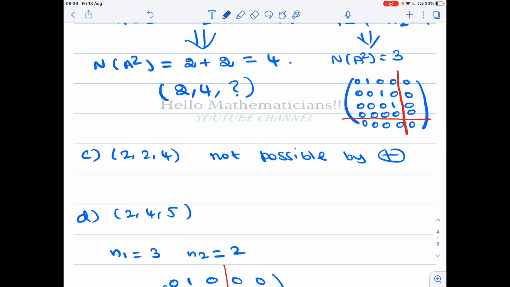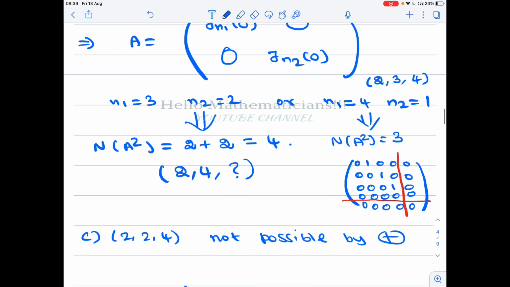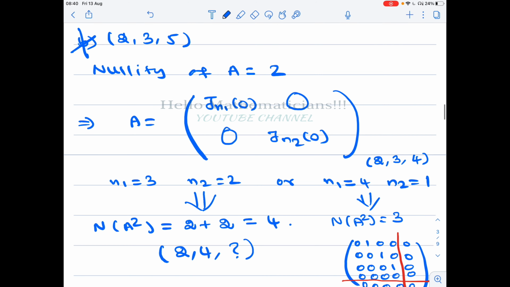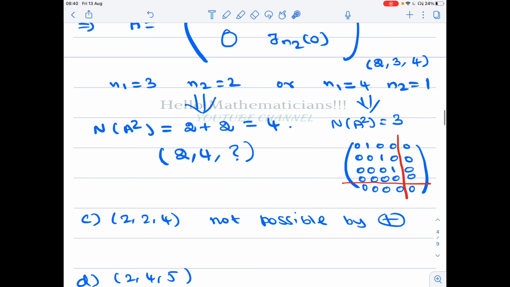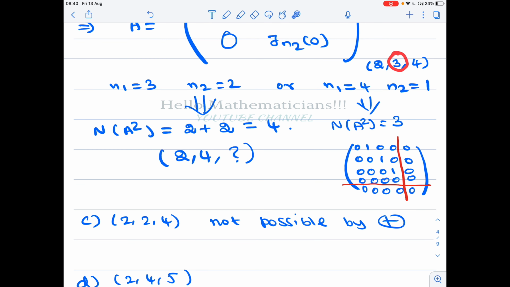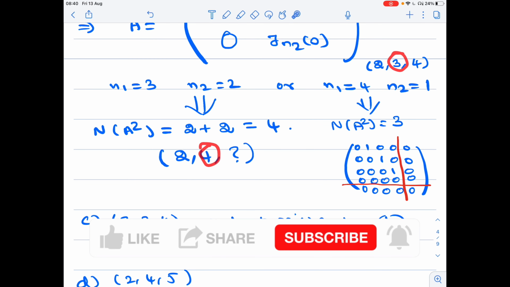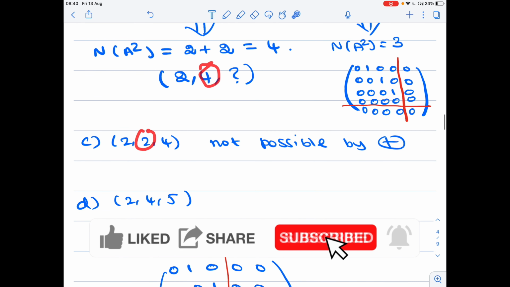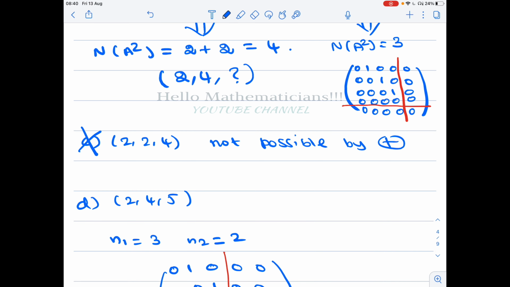2 2 4 is not possible. We just saw that if the nullity of A is 2, then the nullity of A square is either 3 or 4. Okay. Therefore, this 2 cannot occur because in the next step the nullity will definitely increase because of the blocks. So this is not possible.